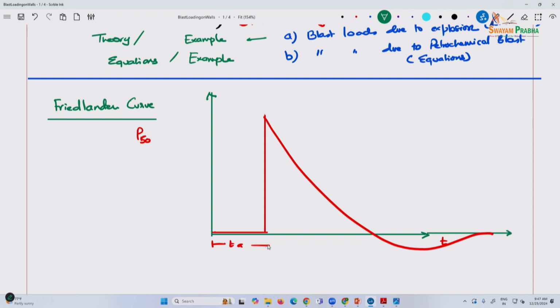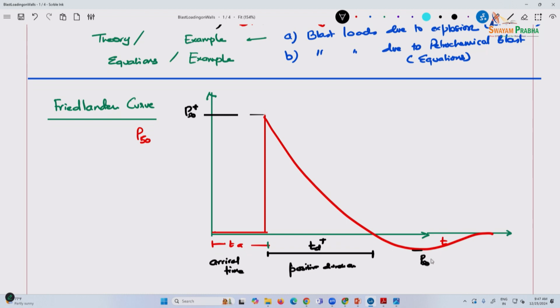And so this is the arrival time, TA, and then from here to here, this is your TD plus, the positive duration. So here we have the arrival time, this is the positive duration, and here let us say this is the PSO value, this is positive, and here this is the PSO value that is negative, and then you have here the TD negative.